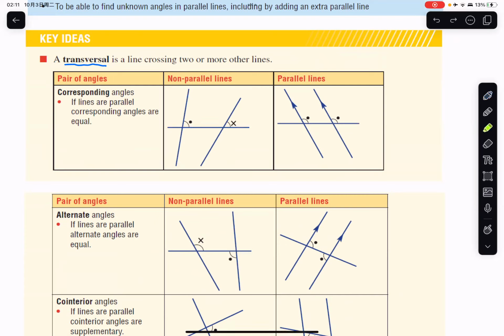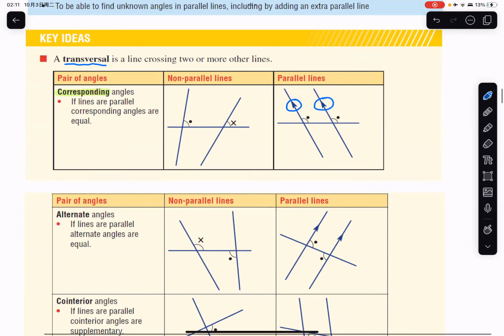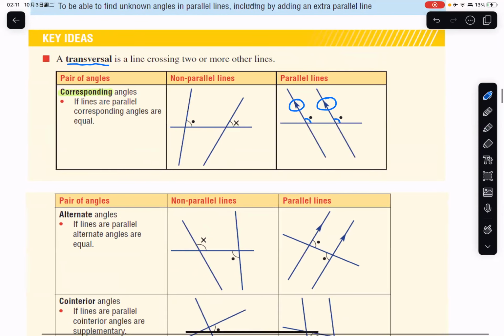Let's have a look at the first one. The first one we call corresponding angles. If two lines are parallel to each other, how do you know? Once you see these two arrows, that means they're parallel. When we have two angles on the same side, we call them corresponding angles, and when the lines are parallel, they are equal to each other.